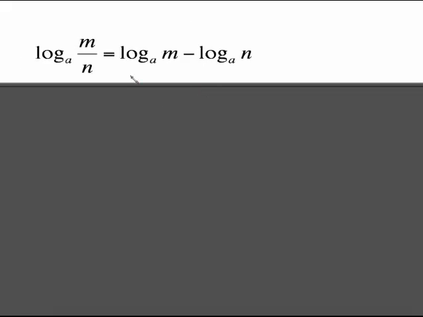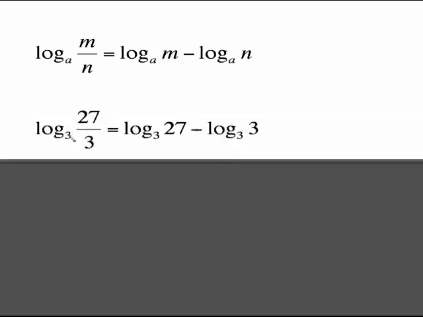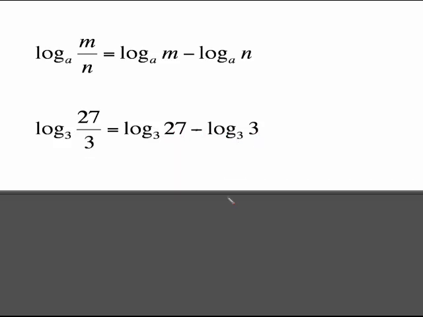This next one is the exact opposite. Log base A of m over n becomes log base A of m minus log base A of n. With some numbers to verify, I did log base 3 of 27 over 3. According to this property, it should break into log base 3 of the top, which is 27, minus log base 3 of 3, which is the bottom.